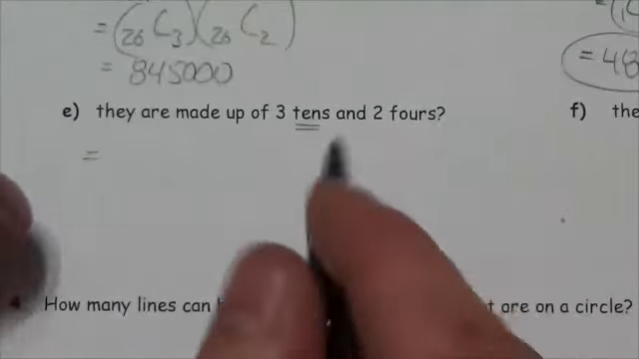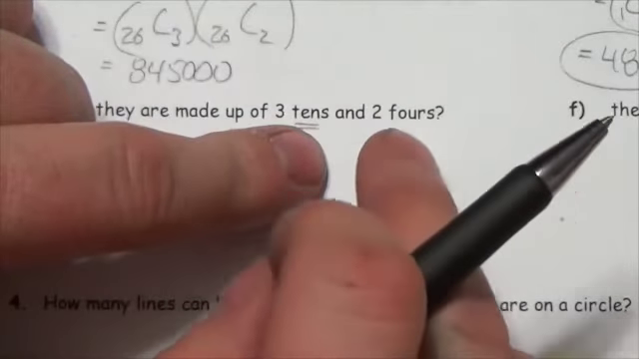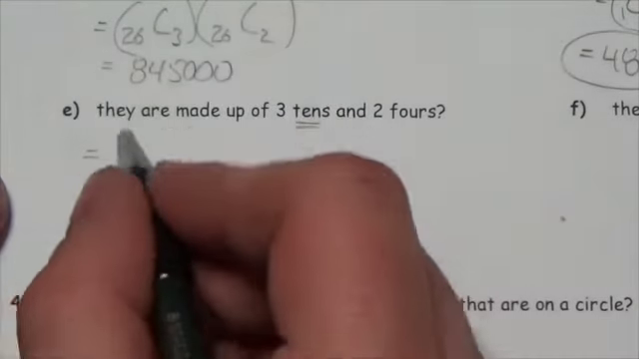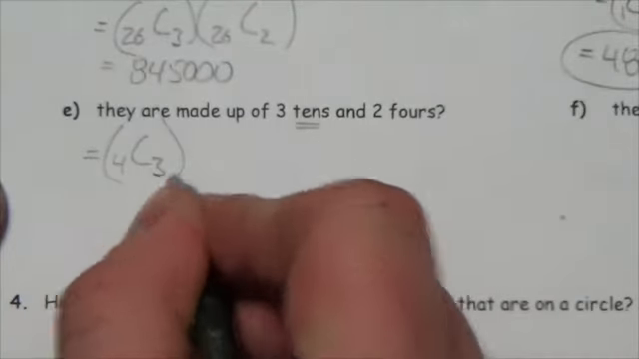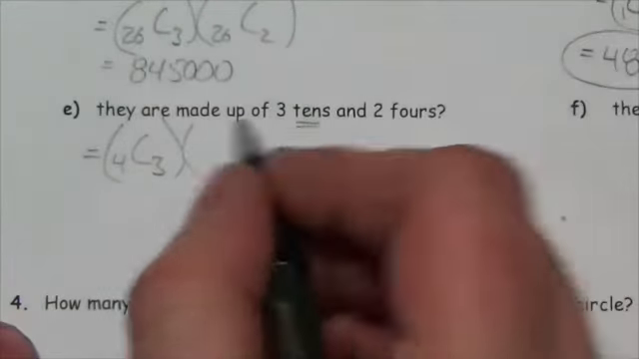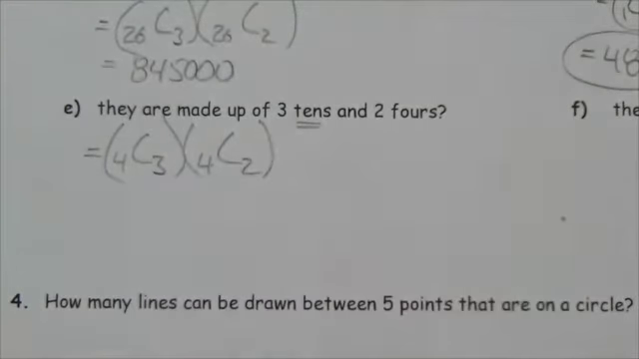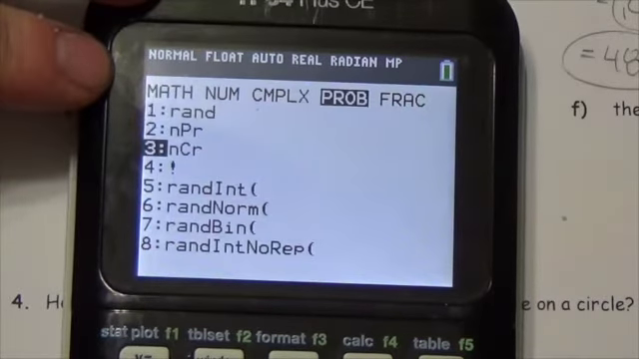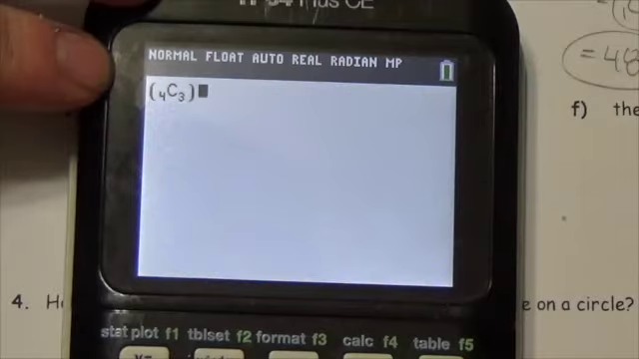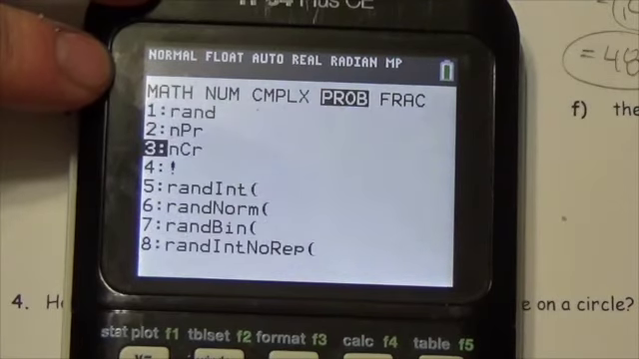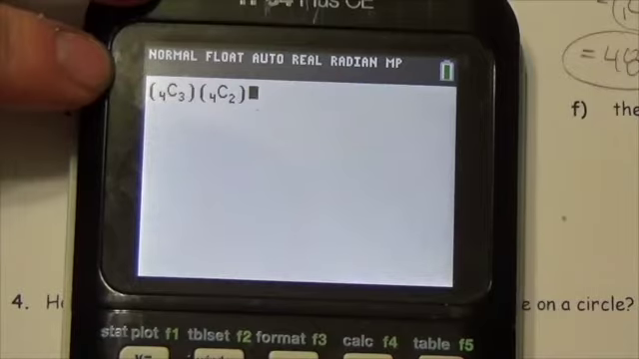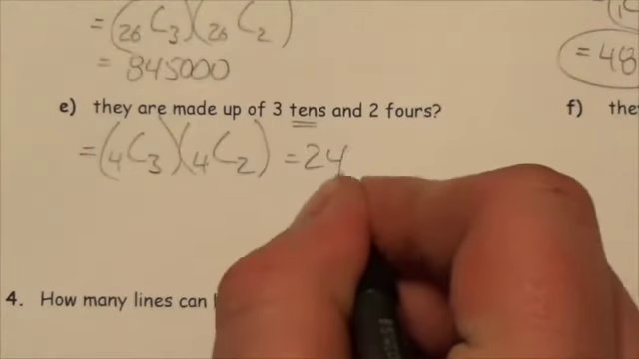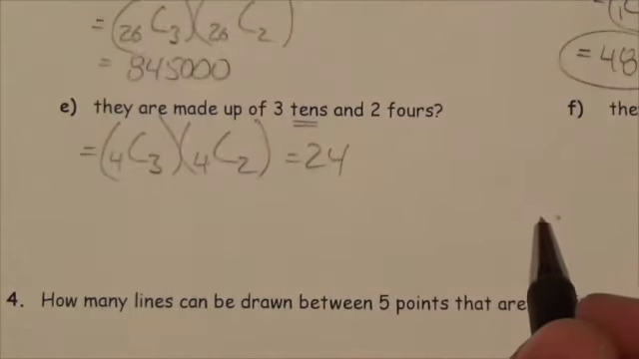So again, if you're cheating with somebody and you've decided that you're going to send them 3 10s and 2 4s, then what choice do you have to make? Well, I have to decide which of those 4 10s I'm going to send. So 4 choose 3, and then for the 4s, 4 choose 2. Now let's go to the calculator here. So 4 choose 3, 4 choose 2, press enter, and it's just 24 because this is a very, very specific type of hand.